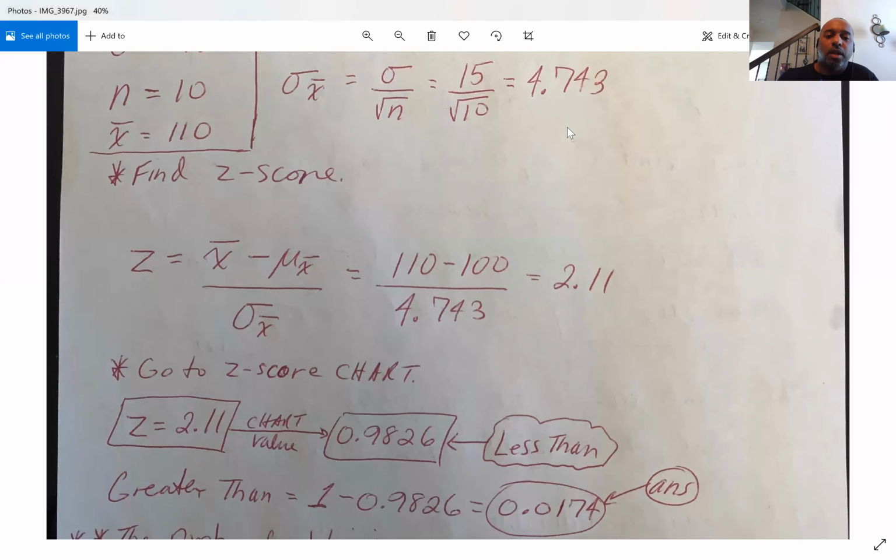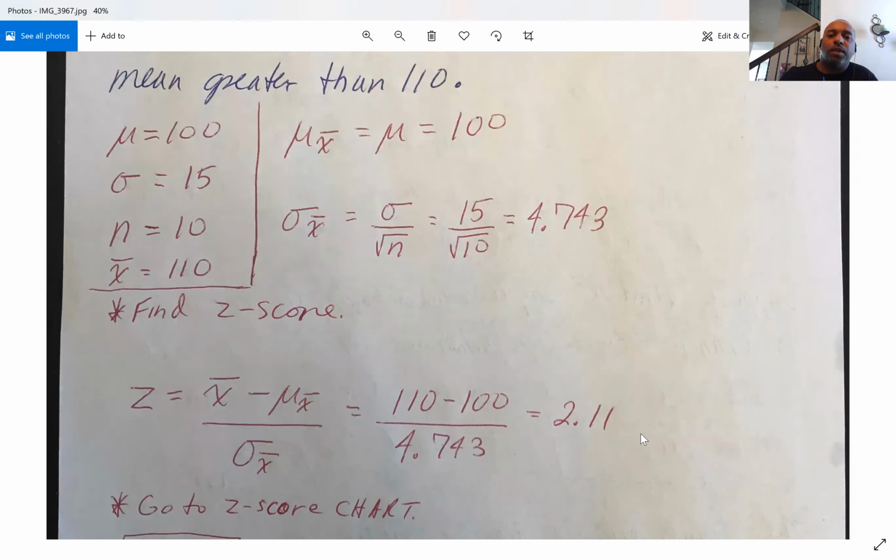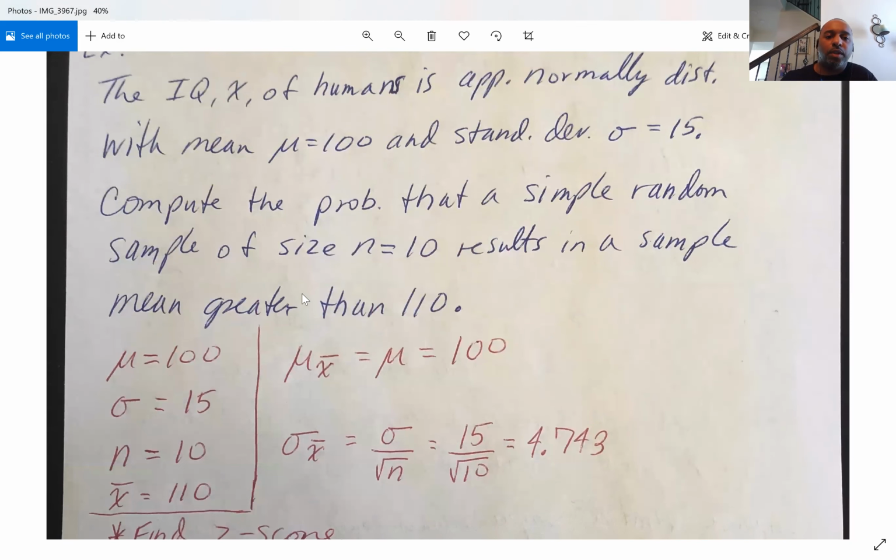All right. So don't forget the chart always gives you less than, but we want it greater than. So we have to subtract this value from 1. And so our answer is going to be 0.0174. And don't forget, we're talking about greater than. We want it greater than.